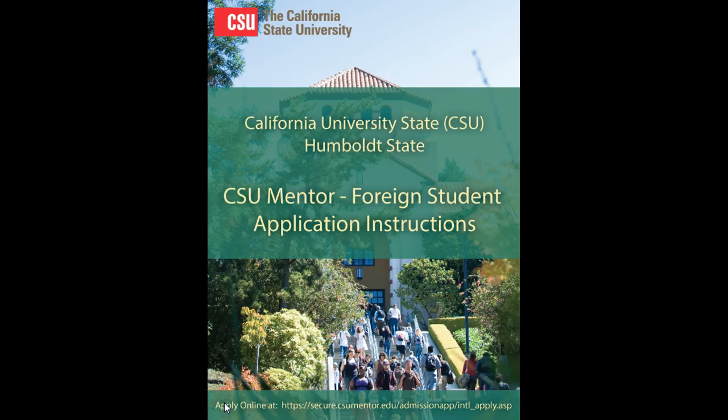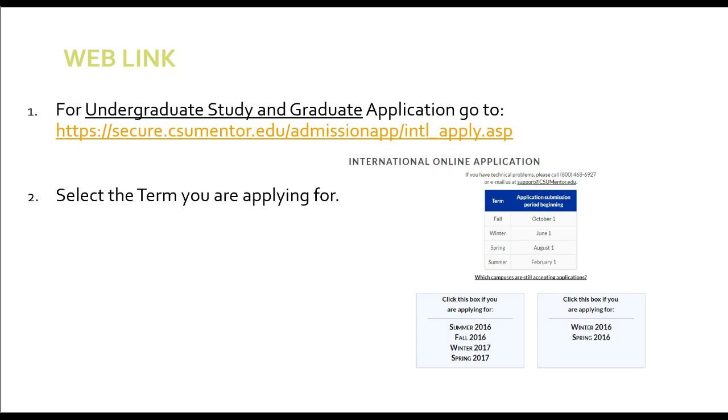This tutorial, provided by the Center of International Program, will take you step by step through the application process of the CSU Mentor website. You can access the website by either clicking on this link or copying and pasting it into your browser. Once you have reached the main page, select the term you will be applying for.